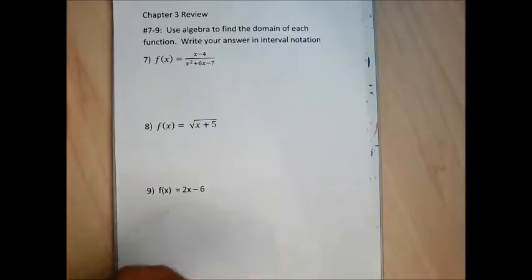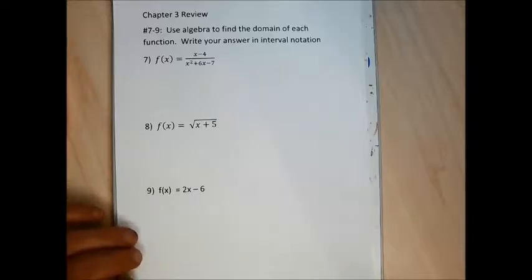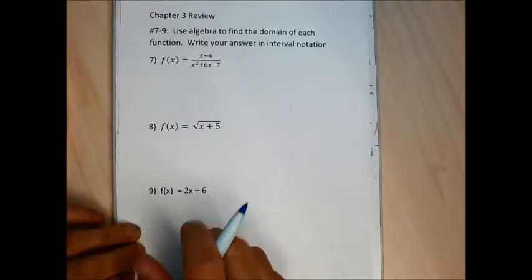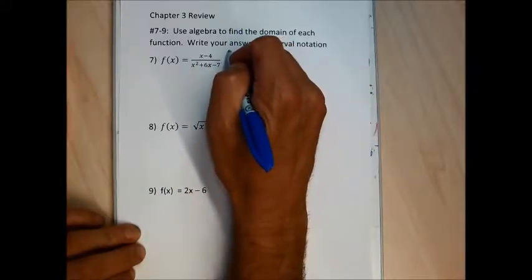Problems 7 through 9 give us equations, and they ask us to find the domain and write the answer in interval notation. And there are 3 separate techniques because there are 3 kinds of problems. There's a fraction, a square root, and a polynomial. To find the domain of a fraction, you ignore the numerator.